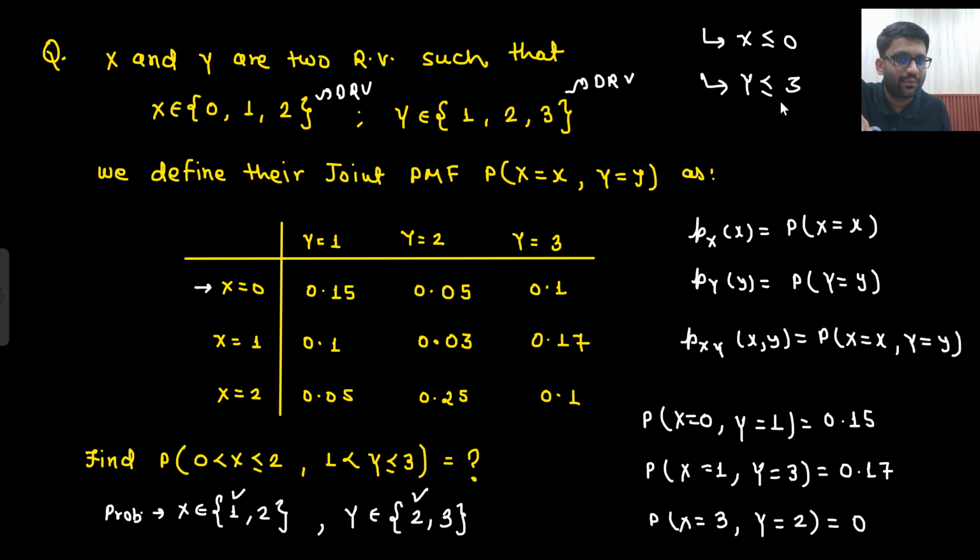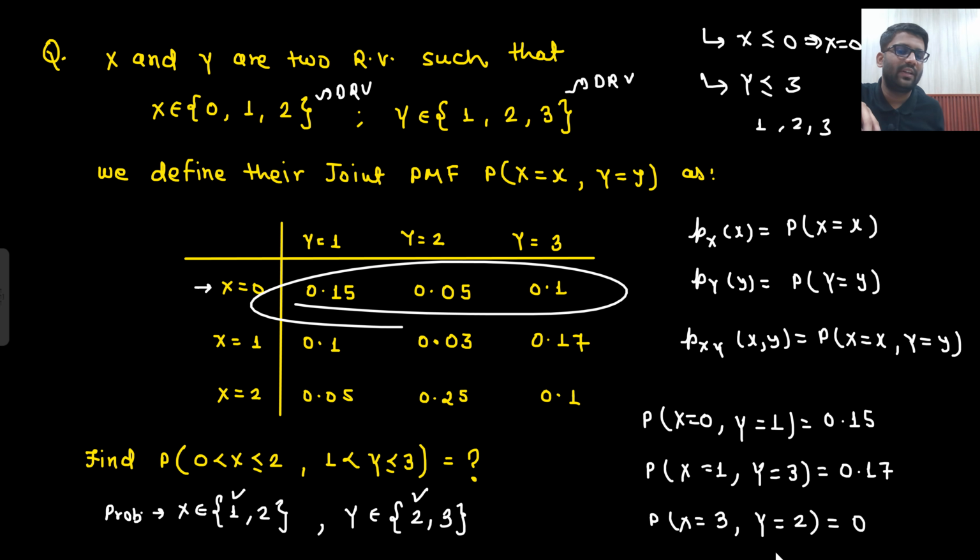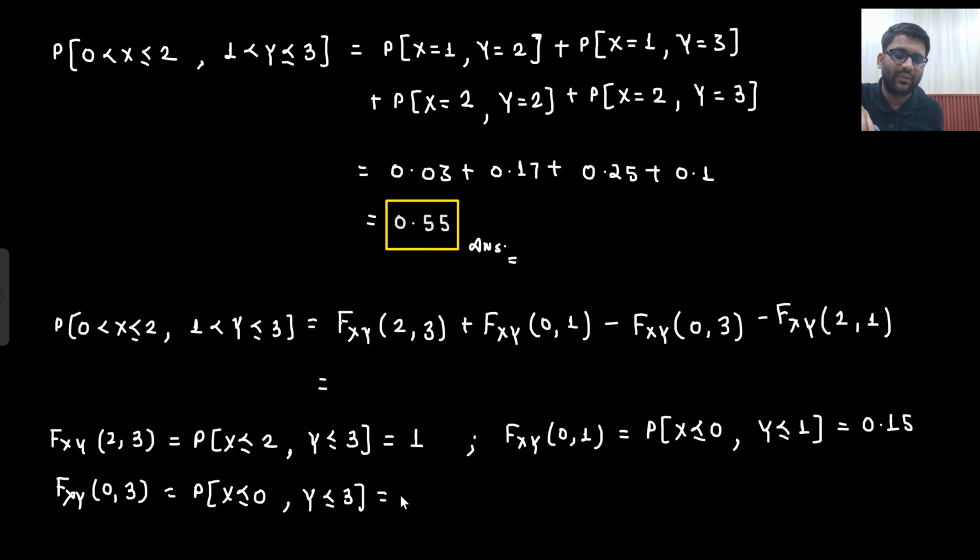X should be less than equals to 0. What does that mean? That means x can be 0 only, because less than 0 is not possible. So only x can be equal to 0. Now y should be less than equals to 3. That means y could be 1, 2, 3. So x equals to 0, y equals to 1, x equals to 0, y equals to 2, x equals to 0, y equals to 3. So all these will come into action. So what will be the answer? 0.3.